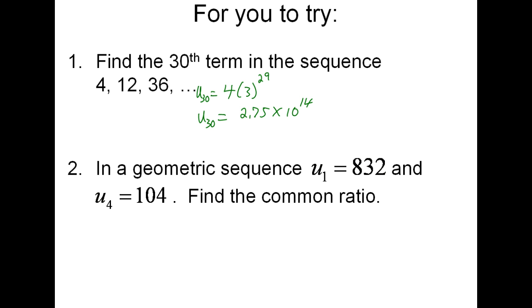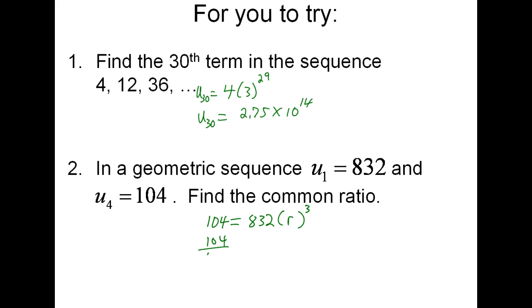Okay, it gives me a first term and it gives me a fourth term, and I'm looking for the common ratio this time. So we know that the fourth term, 104, is equal to the first term, 832, times r raised to the, if this is the fourth term, then I need 4 minus 1 or 3.